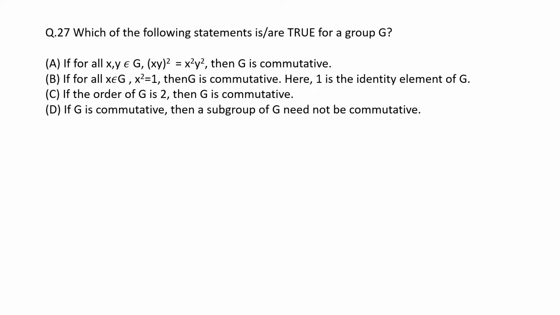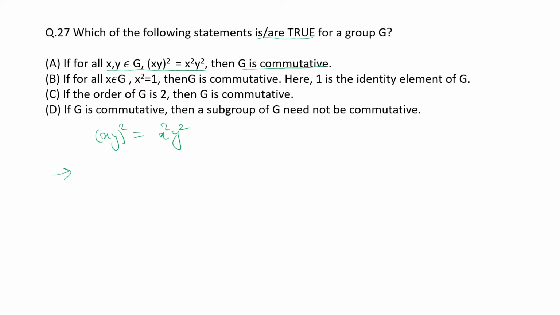This is an engineering mathematics question based upon group theory. Among these statements, we need to identify which of them is or are correct. It is an MSQ type question. First one says that x and y belong to group G such that (xy) the whole squared equals x squared y squared. Then is G commutative or not, that is what we need to find out.